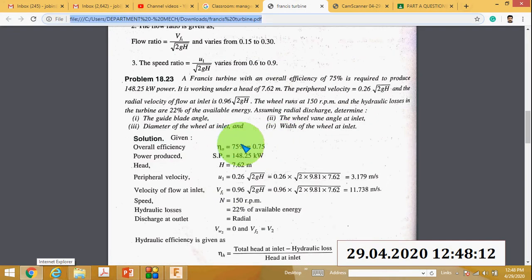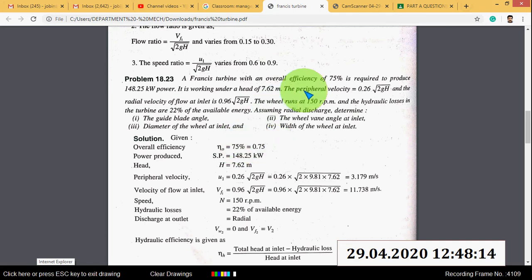So here the overall efficiency is given. Overall efficiency is 75%. This overall efficiency is required to produce 148.25 kilowatt power. Power produced means shaft power, which is equal to 148.25 kilowatt. Then it is working under a head of 7.62 meter, so head is equal to 7.62 meter. Then the next is the peripheral velocity. Peripheral velocity means u1, that is 0.26 into root of 2gh.